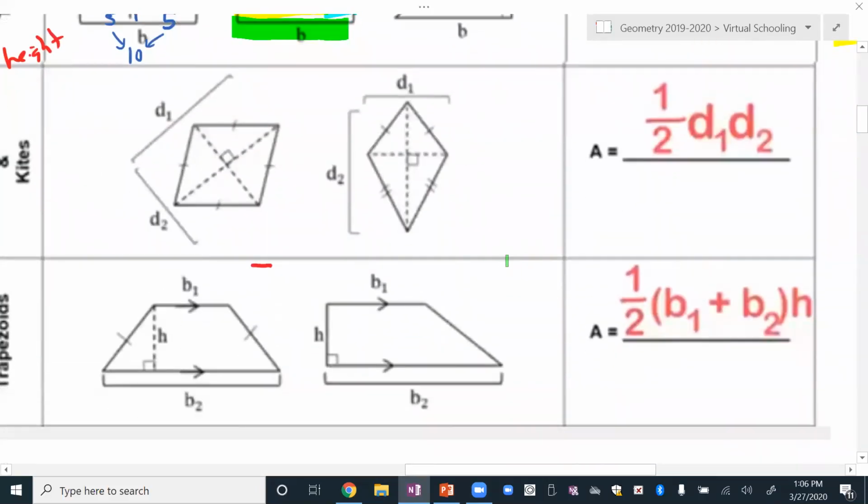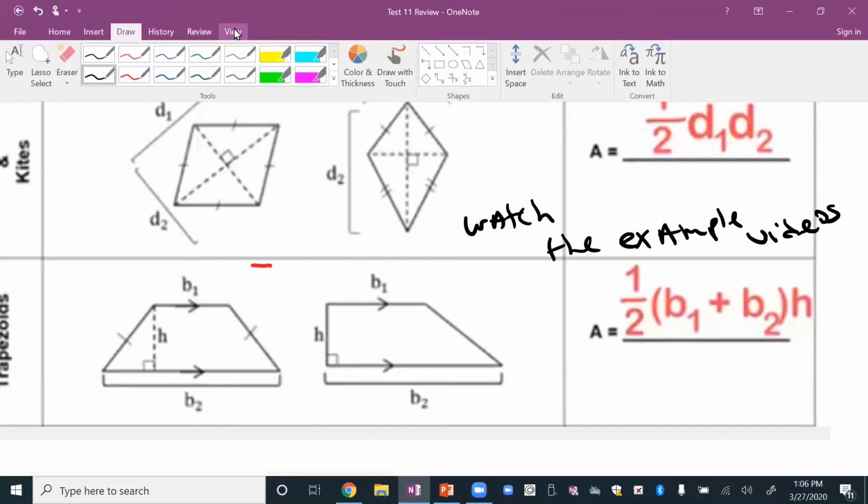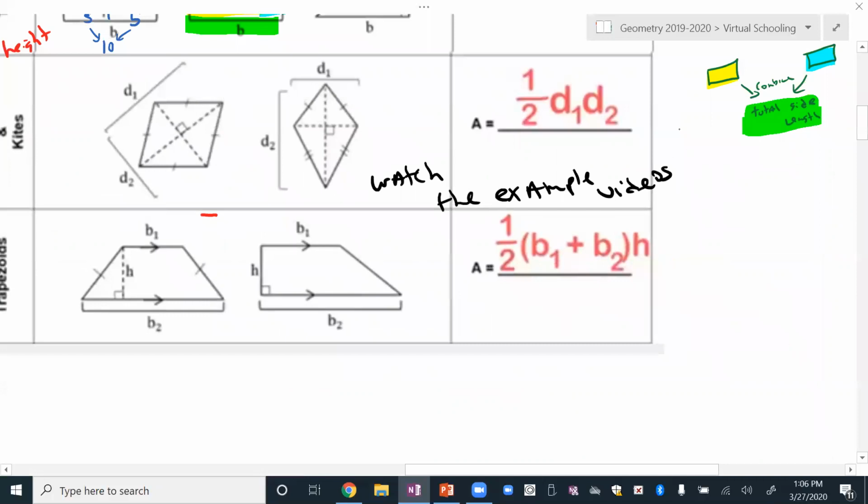Okay, so these two, I made videos on previously about trapezoids and kites and rhombus, so I suggest y'all go ahead and watch the videos, because they're actually kind of long. So make sure you go to It's Learning, or you can just go to the YouTube page, wherever it's at.